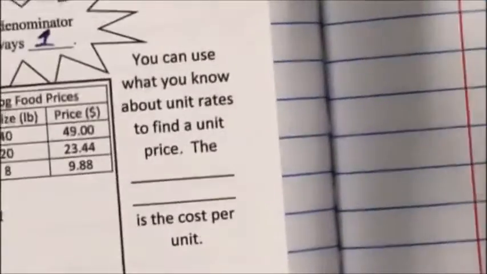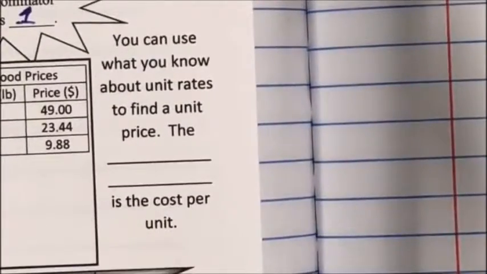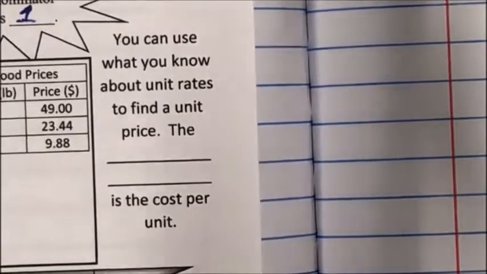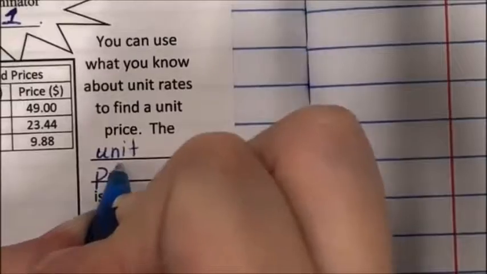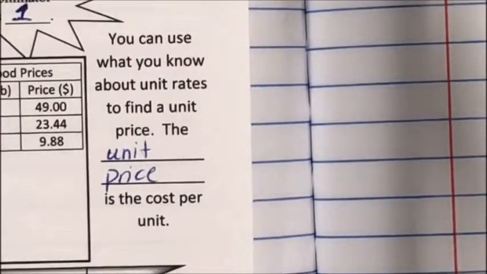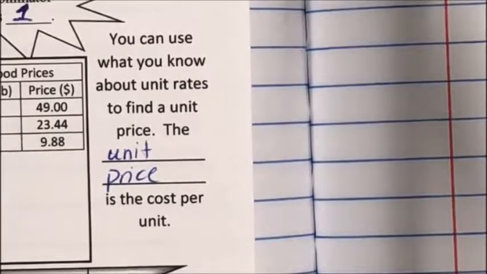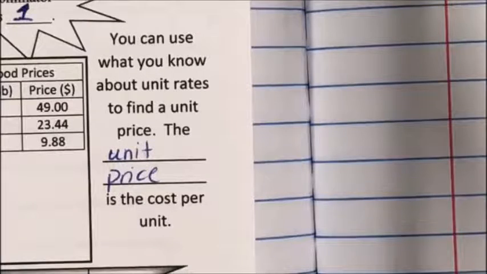So on the other side, we have another definition. You can use what you know about unit rates to find a unit price. The unit price is the cost per unit. So basically when you go to a supermarket or a grocery store and you see bags of chips in the big container and you want to buy just one, but you don't know what the price is, you take the price it costs for all of them, and then divide by how many are in the package, and that's the unit price, the price per one item. So in this case, it would be price per bag of chips.